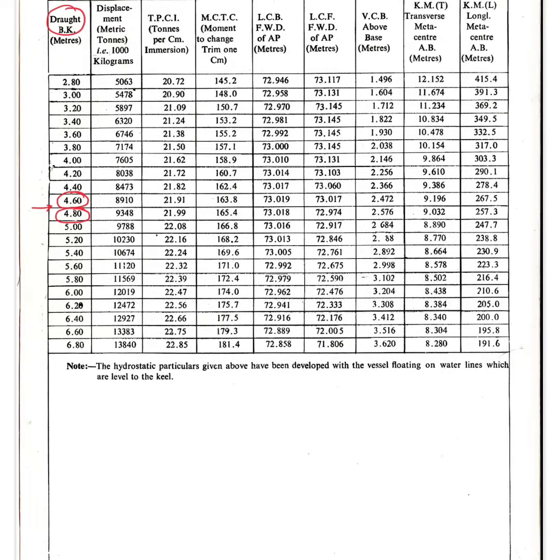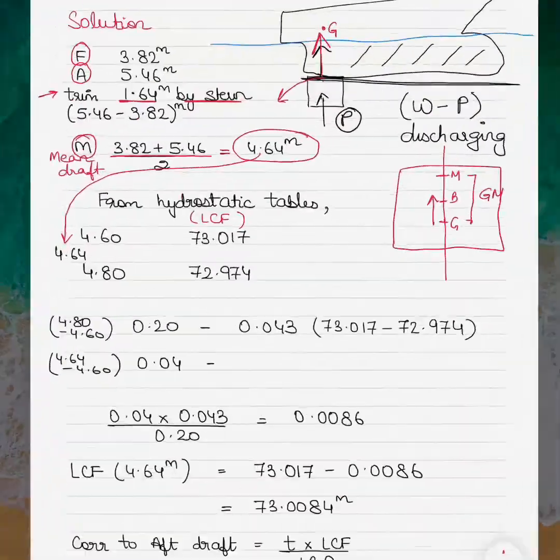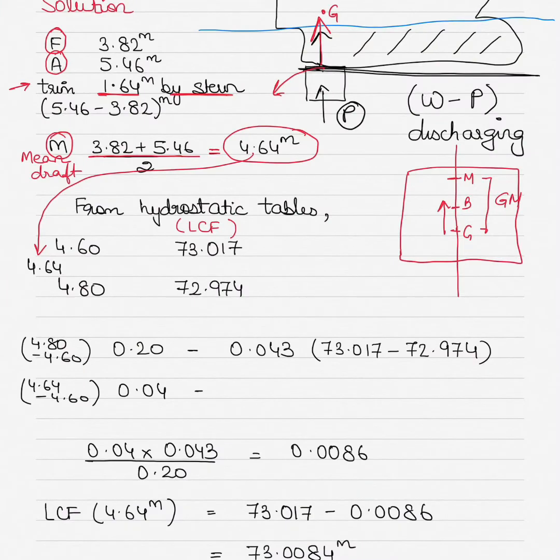Right? So for 4.64, if I have to calculate the LCF, LCF is the distance of the center of flotation from the aft perpendicular. So if I have to calculate the LCF for a mean draft of 4.64, I will take down the LCF values for 4.6 and 4.8, and then do the necessary interpolation to calculate the LCF value for the mean draft of 4.64. So why do we need that? Because we are trying to get to the hydrostatic draft, and I'll show you how we do that.